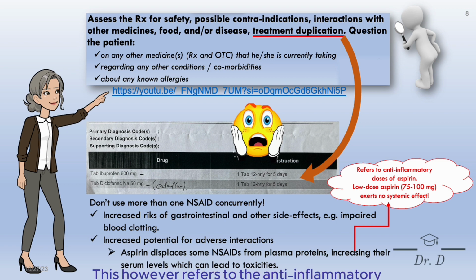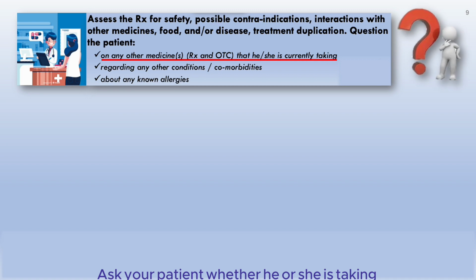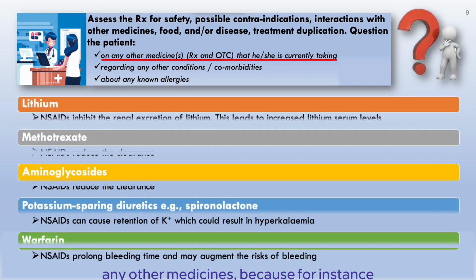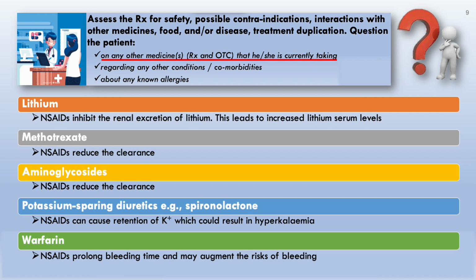This, however, refers to the anti-inflammatory doses of aspirin and not the low dose. Remember, low-dose aspirin exerts no systemic effect. Ask your patient whether he or she is taking any other medicines. Because, for instance, NSAIDs inhibit the renal excretion of lithium. And should the patient be on lithium, the NSAIDs can lead to an increased level of lithium serum levels.